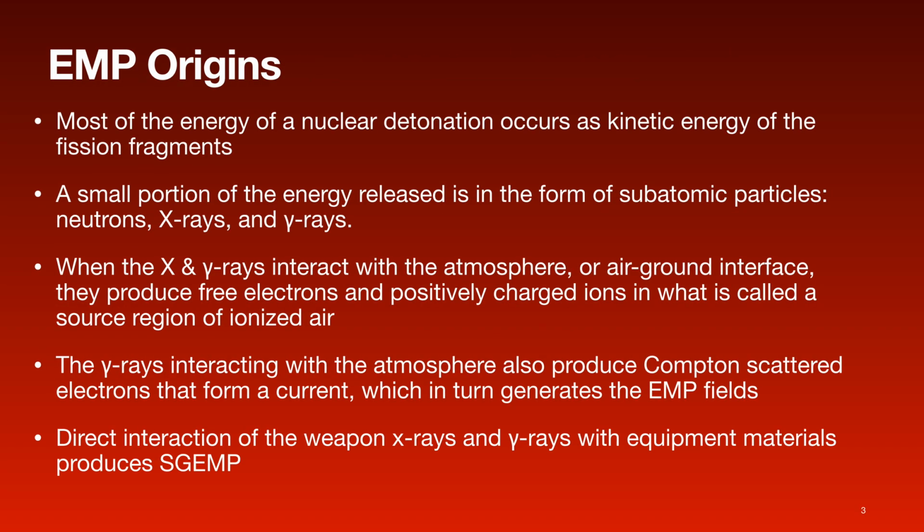Most of the energy of a nuclear detonation occurs as kinetic energy of the fission fragments. This in turn heats the surrounding material to produce large amounts of X-rays, which in turn, for surface and air bursts, heat the air to produce the fireball and rapidly expanding air that produces the blast wave. For surface and air bursts, the surrounding material is air and weapon debris.